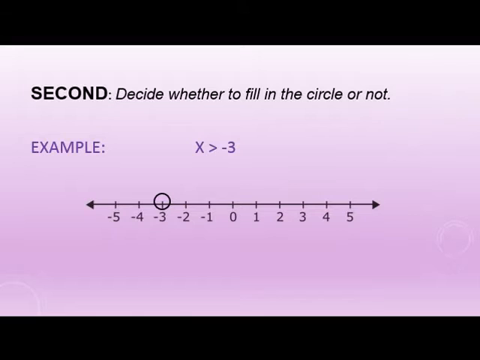Looking at the same problem in the second step, if we're going to decide whether to fill this circle in or not, we're going to look at the inequality. There's no line under this symbol, so we do not fill in the circle. We leave it open.